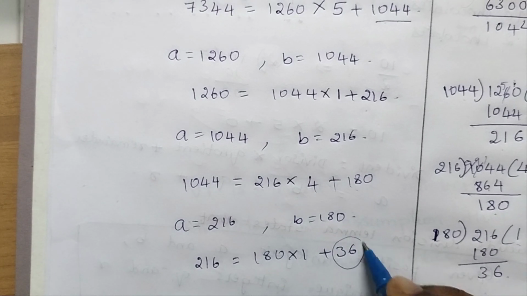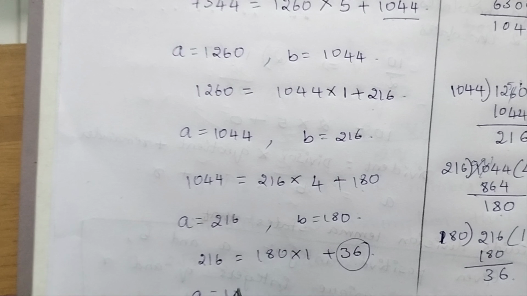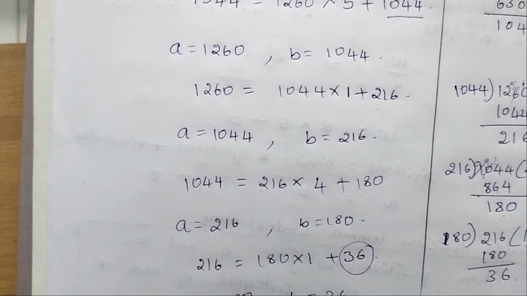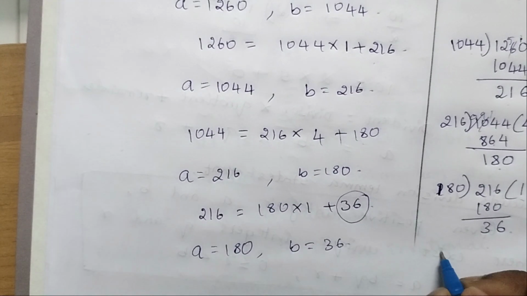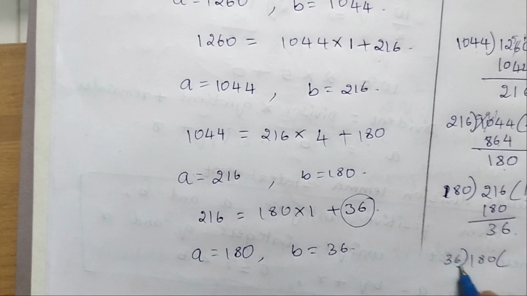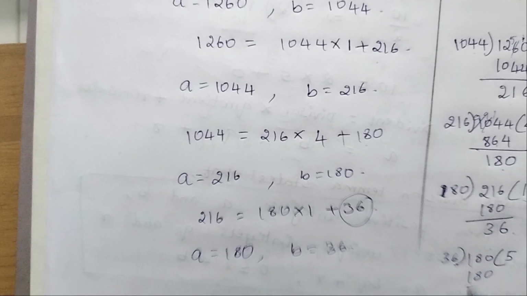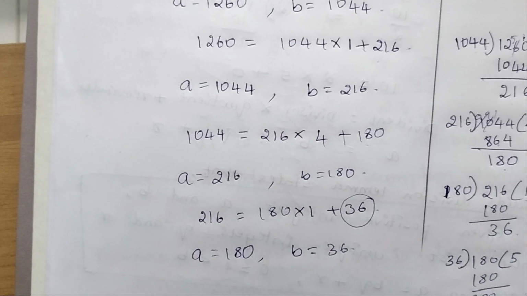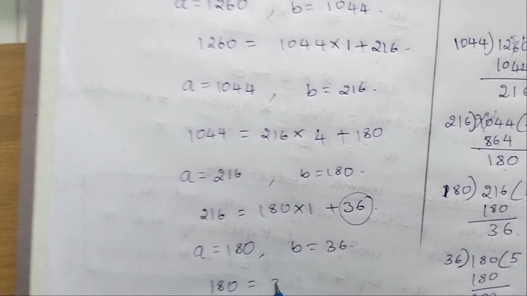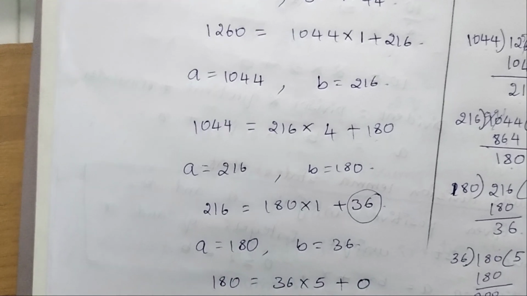Now even then I didn't get my remainder as 0. I have to continue with the next step. So here A is equal to 180 and B is equal to 36. If I start dividing this, 36 into 5, I'll get 180. So I got the remainder as 0. Now I can write this as 180 is equal to 36 into 5 plus 0.